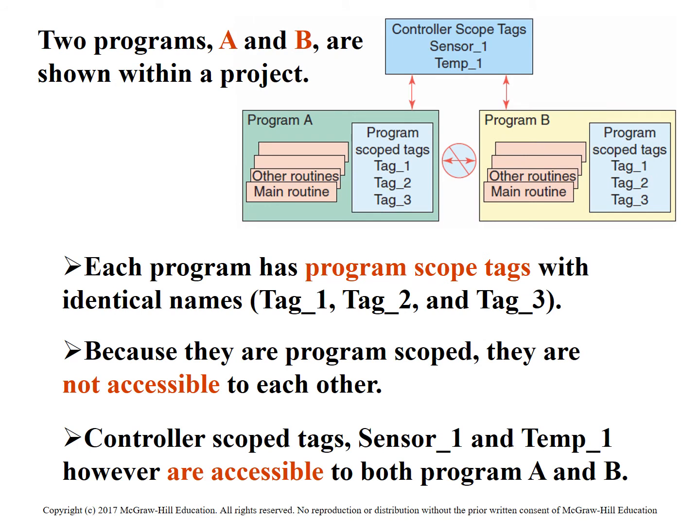So here we're looking at a couple different programs shown within a project, with identical tag names. As you can see, if you have a program scope tag, you can write that tag specific to a subroutine, and you can duplicate that because they are written specific to a subroutine. This tag can match this tag. Otherwise, if you're in a global sense, you wouldn't be able to, because it would be looking at that same tag in both subroutines.